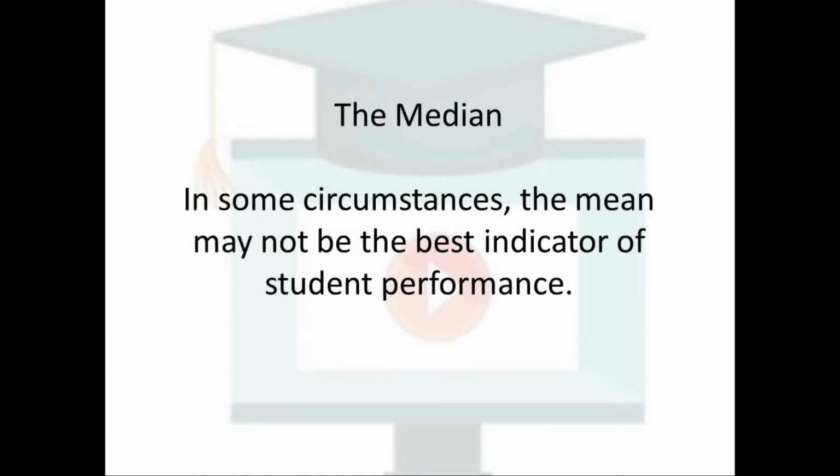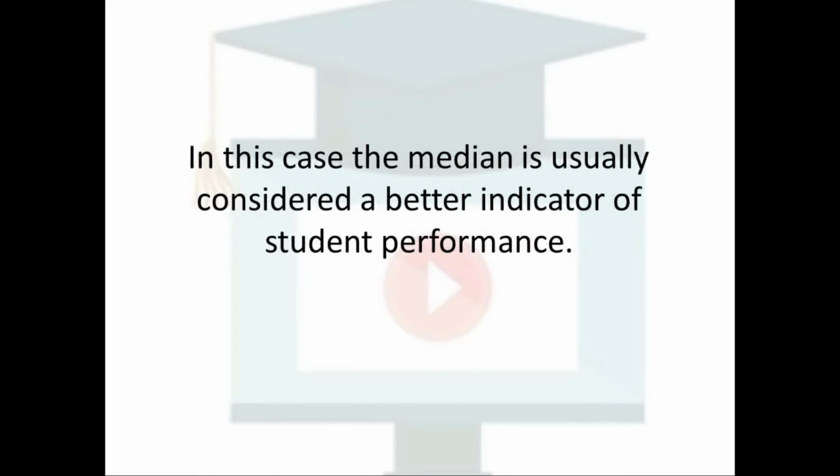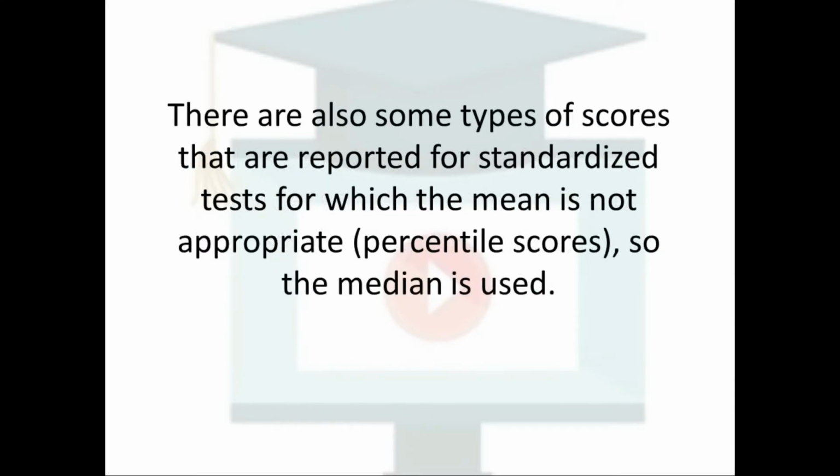The median. In some circumstances, the mean may not be the best indicator of student performance. If there are one or a few students who score considerably lower or higher than the other students, their scores tend to pull the mean in their direction. In this case, the median is usually considered a better indicator of student performance. There are also some types of scores that are reported for standardized tests for which the mean is not appropriate: percentile scores. So the median is used.